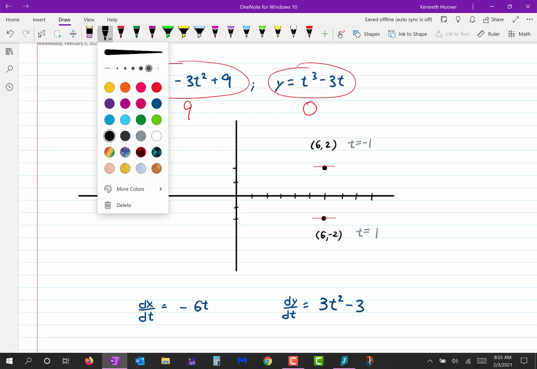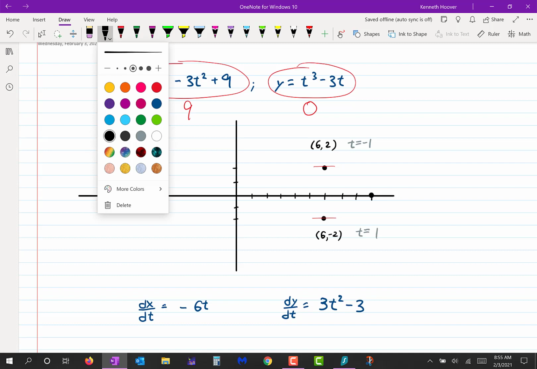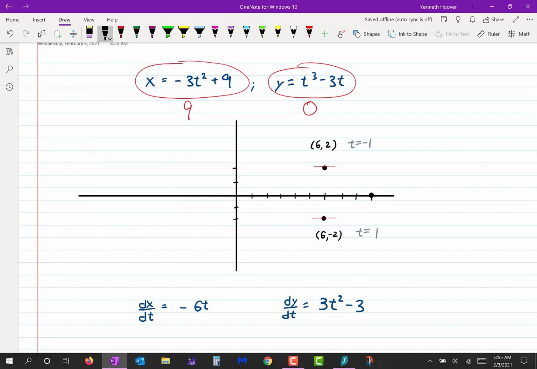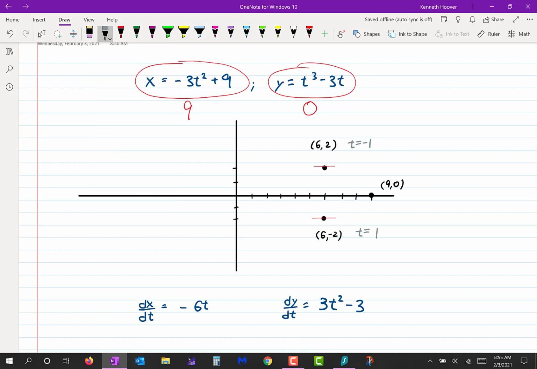Let's just go ahead and put that in the picture. Okay, so that would be right here. So that's the point 9, 0, and that happens when t is 0. Okay, and also the tangent line is vertical at that point. All right, excellent.